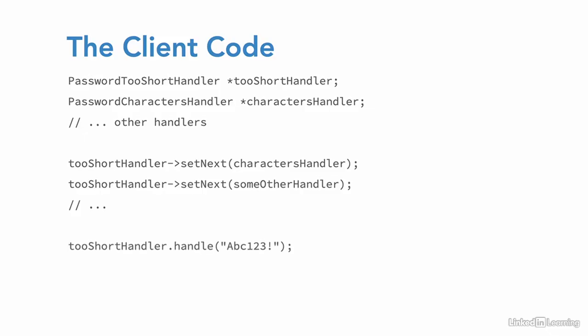And finally, when a situation comes along, we'll simply call the handle method on the first handler in the chain, and if that handler doesn't have anything to say about the situation, it'll call handle on the next handler in the chain, and so on until one of the handlers can handle the situation, or until there are no more handlers in the chain. So those are the basics of the chain of responsibility pattern.